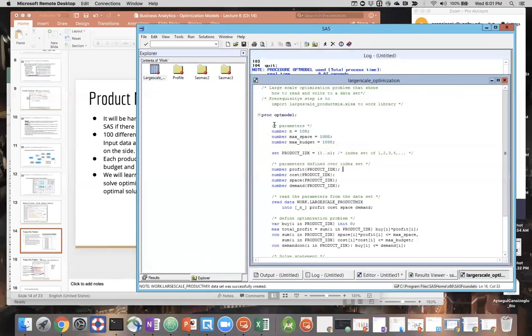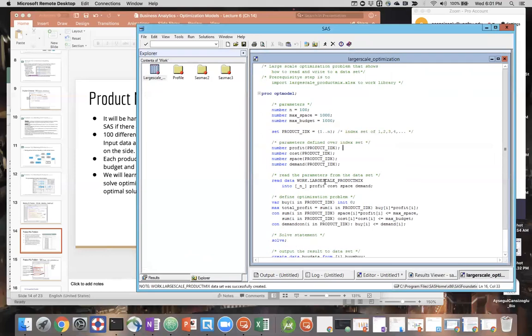Okay. So in this optimization problem, we are going to utilize multiple things again. We will utilize sets. And then we will utilize reading data. You can see here, except the maximum space and maximum budget, and the number of products we have, I haven't defined anything else, right? Everything is basically going to be read from this data.